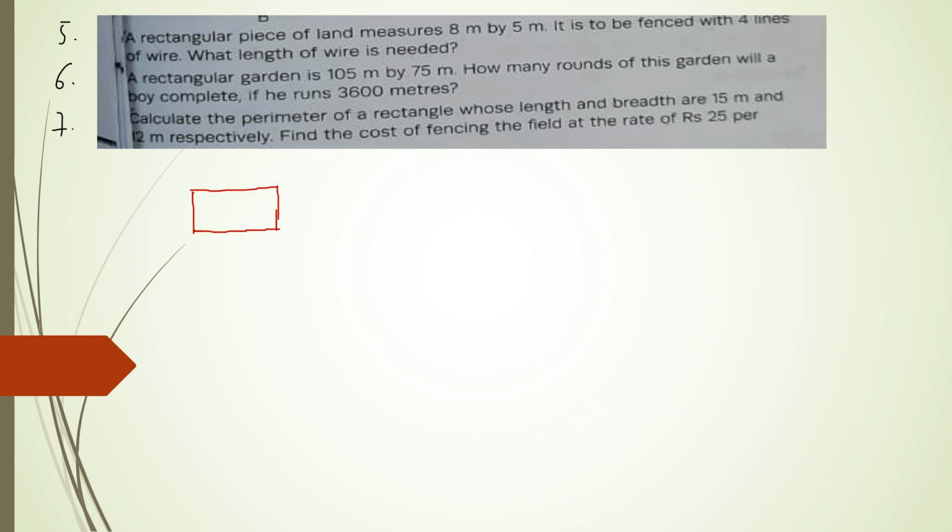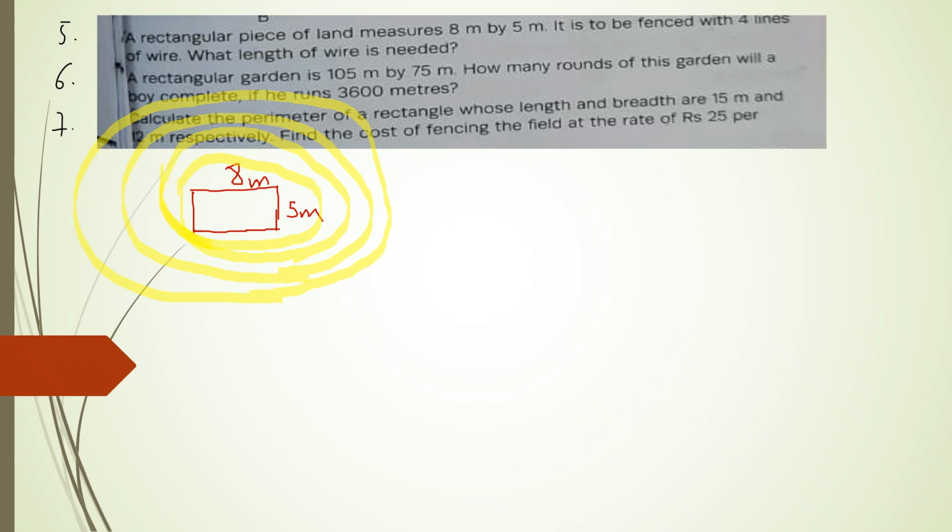And one side is 8 meters and the width is 5 meters, right? Now he says that you have to fence it with 4 lines of wire. That is, for example, 1, 2, 3, 4. I'm just giving you examples. It will be in rectangular shape, right? So you have to fence it with 4 lines of wire.